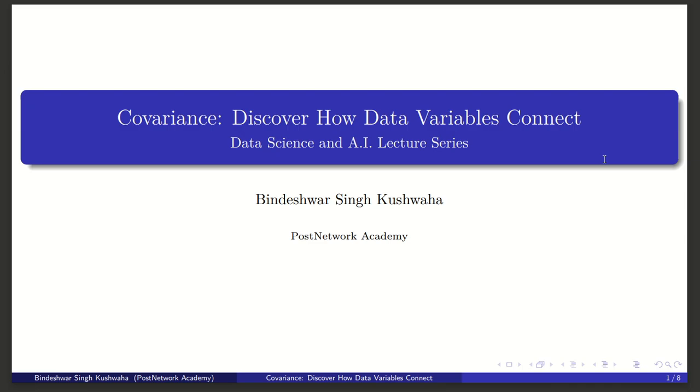Basically we will see an example. Covariance helps us understand how two variables move together. It's a fundamental tool used in data analysis, and mastering it is your first step toward unlocking deeper insights in data.